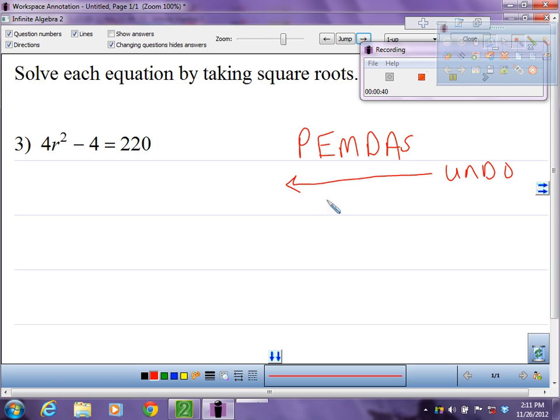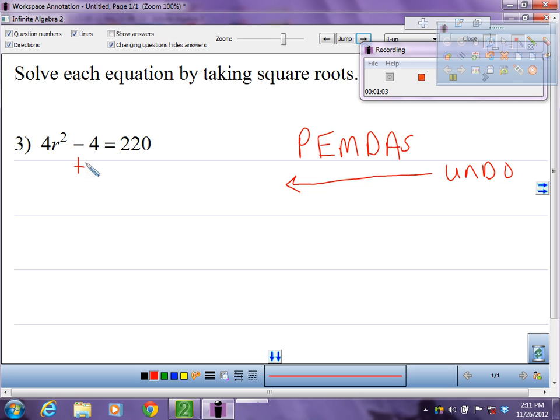Once I'm able to move things around from one side to the other, that's when I undo, okay? Because I'm going to move things around. So I've got to do all my adding and subtracting first. Like here's a 4 that belongs with this one. The first one is an r squared term. The second one doesn't have a letter, so it's a constant term. And this 220 doesn't have a letter, it's also a constant term.